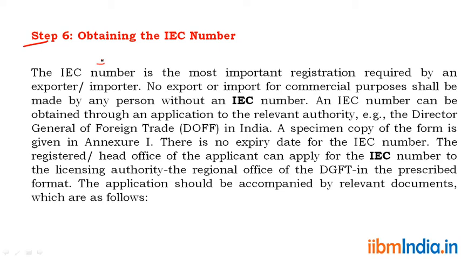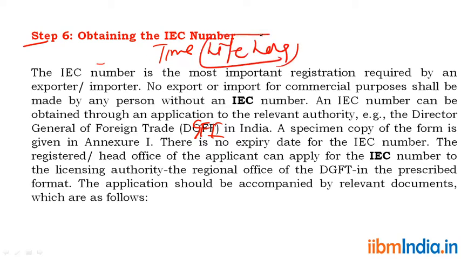So the IEC number can be obtained through the DGFT. DGFT stands for Director General of Foreign Trade. The DGFT has regional offices in different states. So we can submit our applications in the prescribed format to the state regional office of the DGFT. They will provide you the IEC number. And for the IEC number, there is no time limit, there is no validity limit. That is, it is lifelong. Okay, once you have got the IEC number, it will have lifelong validity. There is no limited validity of the IEC number.